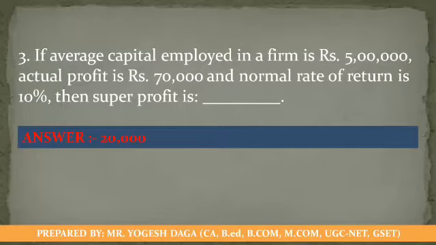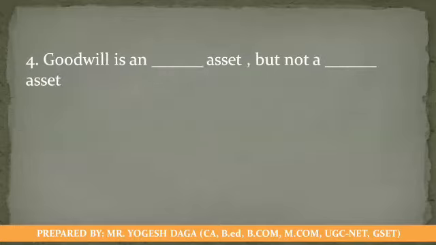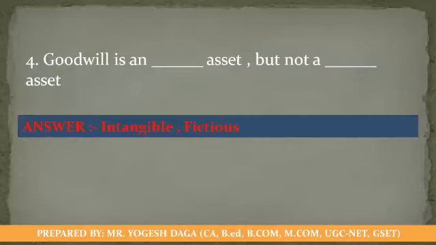So next question there on the screen. Goodwill is a dash asset but not a dash asset. This one is a very crucial question which is asked by many schools and teachers, so you must know the answer. Goodwill is an intangible asset but not a fictitious asset. So this is the answer.